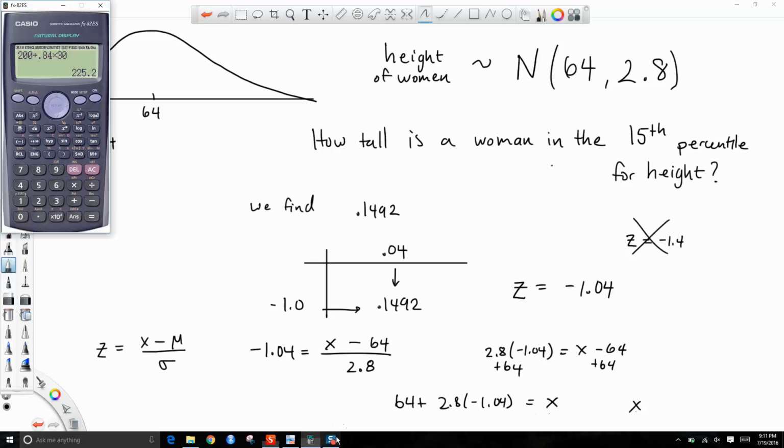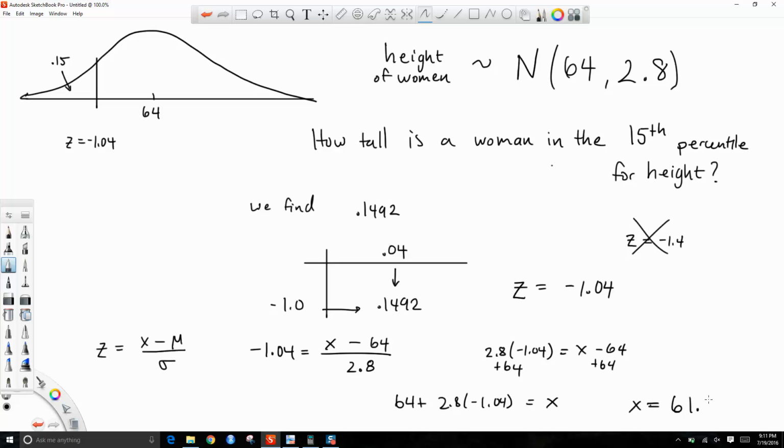And from that, I get x equals 64 plus 2.8 times negative 1.04. And this gives me 61.088. So how tall is a woman in the 15th percentile for height? If we want to be really precise, we would say 61.088, but probably for most people, just say 61 inches. That's probably good enough. Okay? Is that good with everybody?